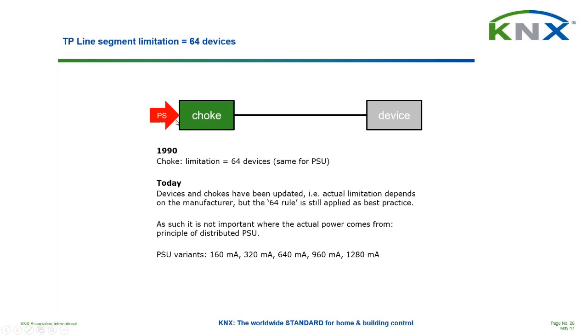And also one more remark that I want to make. As such, it is not important where the actual power comes from. One power supply unit could serve different lines or line segments. That is as such not important. Therefore, we also see different PSU variants, going from 160 milliampere to even 1280 milliampere, and all these values in between.